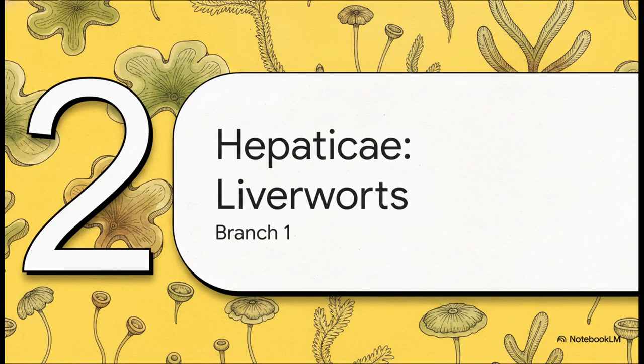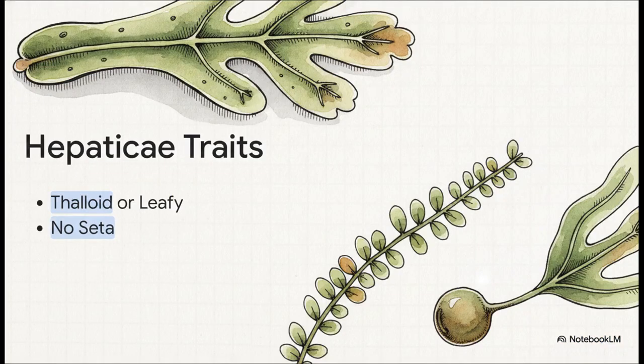Moving right along to part 2, Hepaticae, the liverwort branch. This is our first major branch. What's really fascinating about liverworts in this 1971 map is their structural flexibility. Their gametophyte, the main plant body you actually see when you're out in the woods, can be either thalloid, meaning flattened and kind of ribbon-like, or it can be leafy.